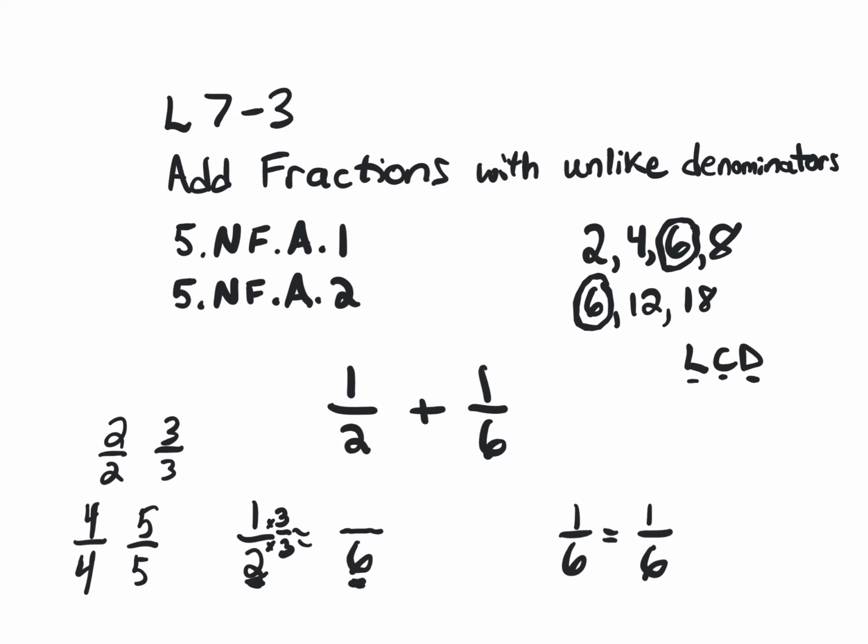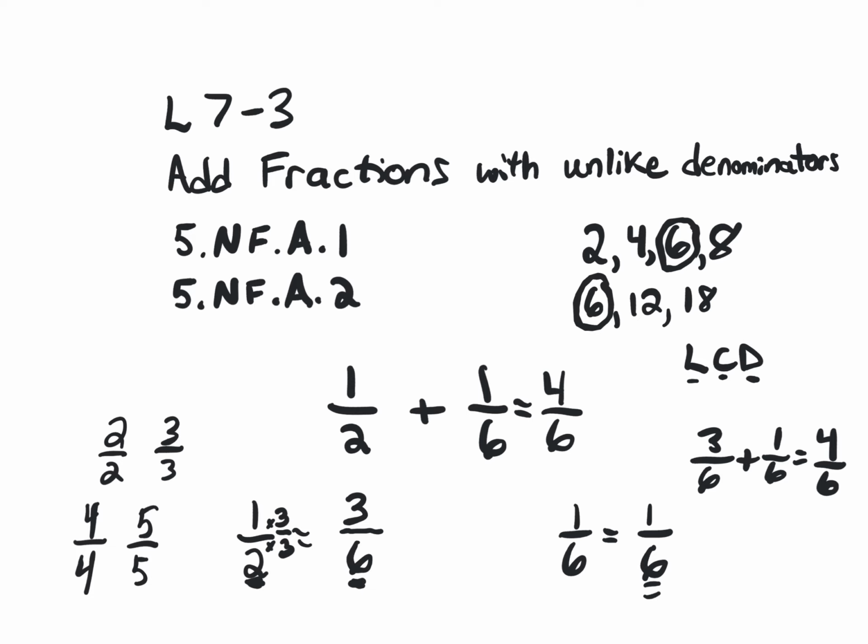So 1 times 3 is 3. So 1/2 equals 3/6, 1/6 equals 1/6. And now that we have the common denominators, now we can add. We can do our 3/6 plus 1/6, and we get 4/6, which is the correct answer to this problem. We could also say 1/2 plus 1/6 equals 4/6. Now, we're also going to learn how we can simplify this fraction of 4/6.